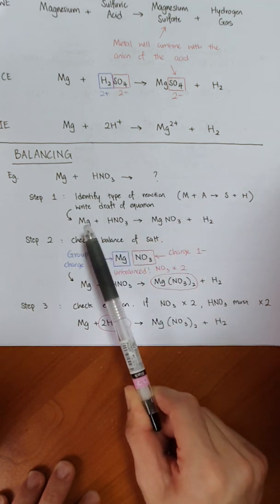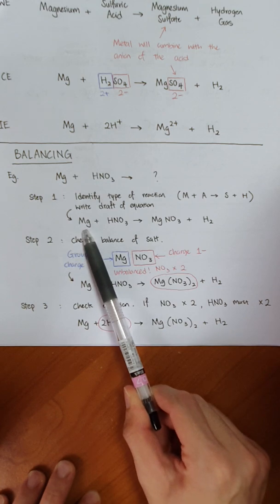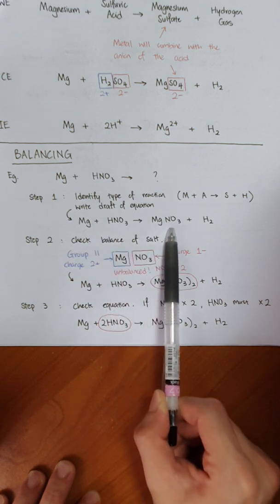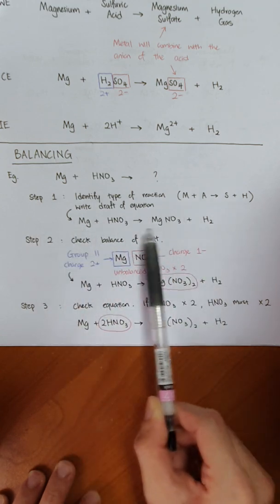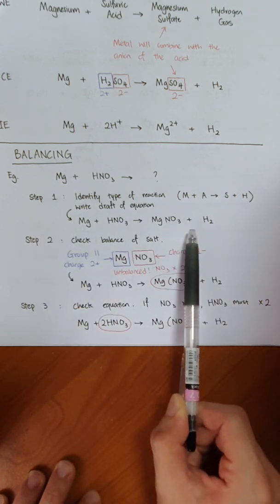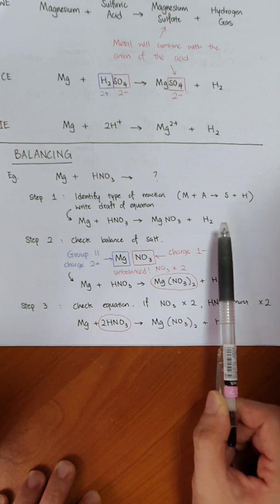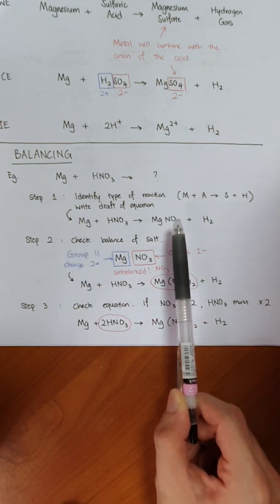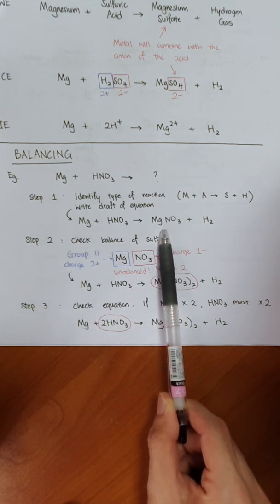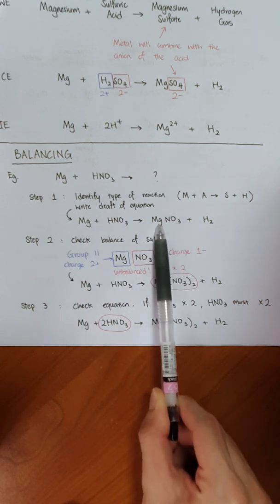And then you write a quick draft of the equation. Mg plus HNO3 is MgNO3 plus H2. Now this equation is not balanced or checked yet. Just know that this is like the first draft of your answer. And then what you need to do next is step 2, check the salt. So how do I check the salt?